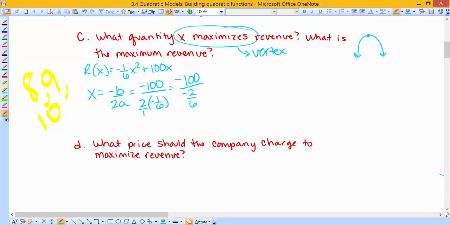When you're dividing fractions, you flip it, and now it becomes multiplication. So I take the reciprocal. It's negative 100 times negative 6 over 2. This is negative 100 times negative 3. 6 over 2 is negative 3. So we end with a positive 300. So we have now found x. So they need to sell 300 items to maximize the money that they are bringing in.